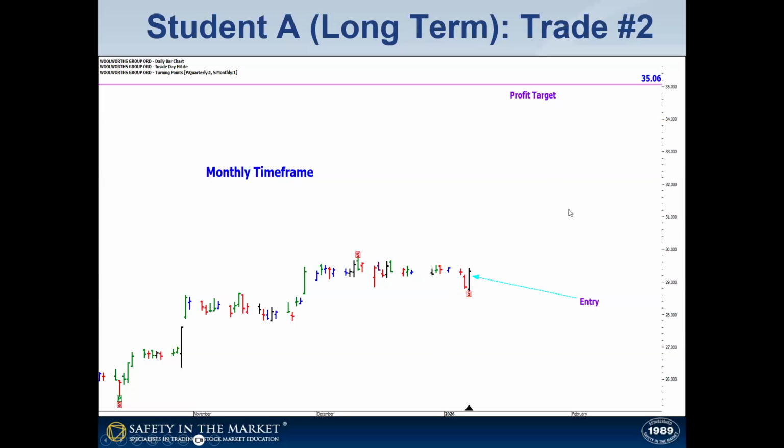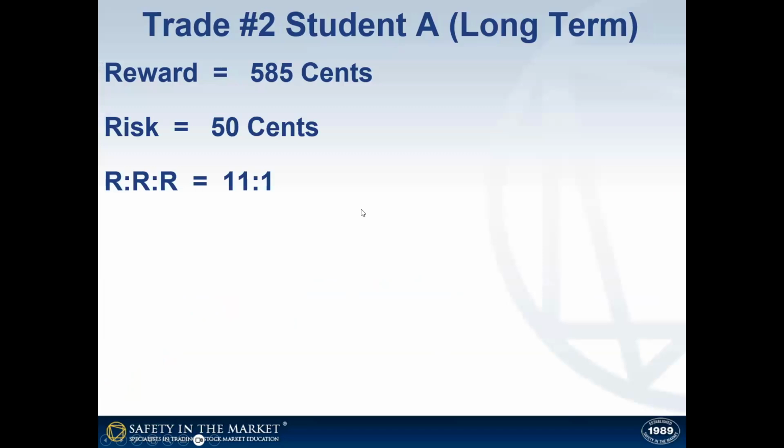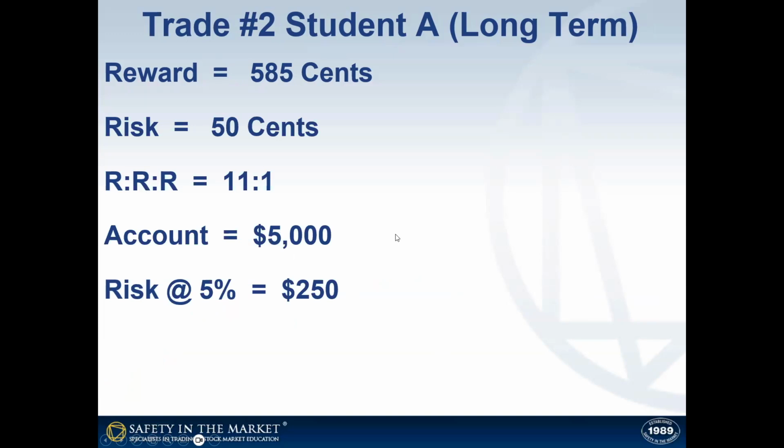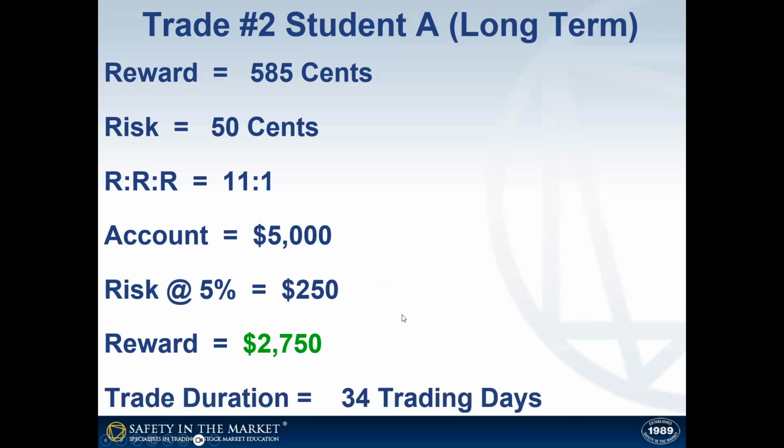This outside bar has allowed him to jump in there. He's got his profit target up the top, of course. The reward's a little smaller, the risk about the same. He's got an 11 to 1 reward to risk ratio there. I've just kept the account the same as an example, and that would end up at $2,750 reward for him and only take 34 trading days.